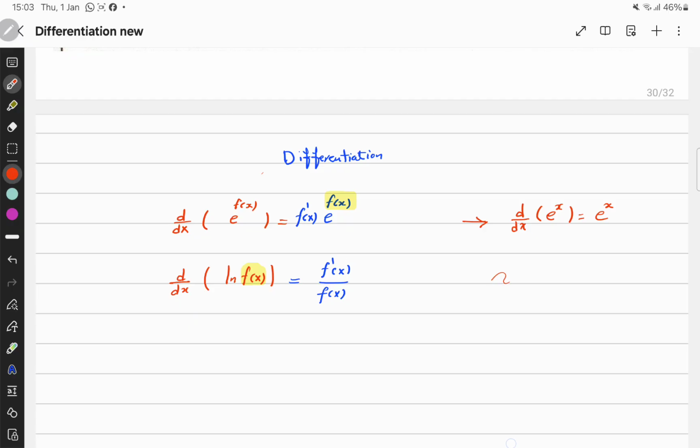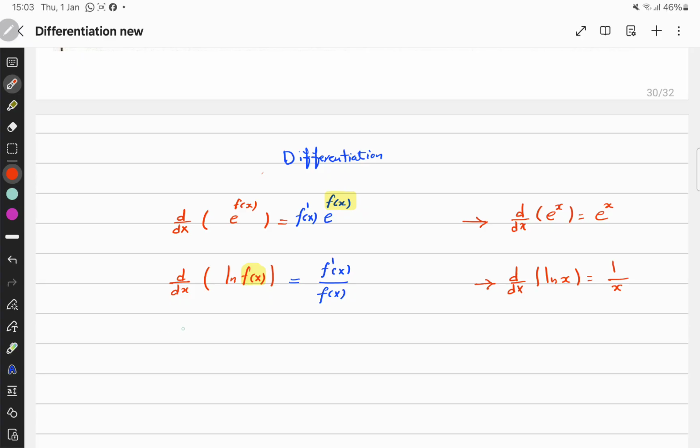That rule comes in the exam in that form. d with respect to x for ln x will be equal to 1 over x down, and as you know, the derivative of x is 1. But you need to pay attention to that.